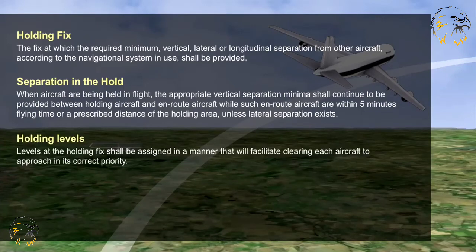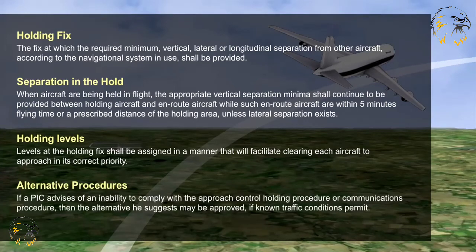Holding levels: levels at the holding fix shall be assigned in a manner that will facilitate clearing each aircraft to approach in its correct priority. Alternate procedures: if a pilot in command advises of an inability to comply with the approach control holding procedure or communications procedure, then the alternative he suggests may be approved if known traffic conditions permit. If the period of holding is expected to be lengthy, jet aircraft may be held at a higher level to conserve fuel and without losing their place in the approach sequence.